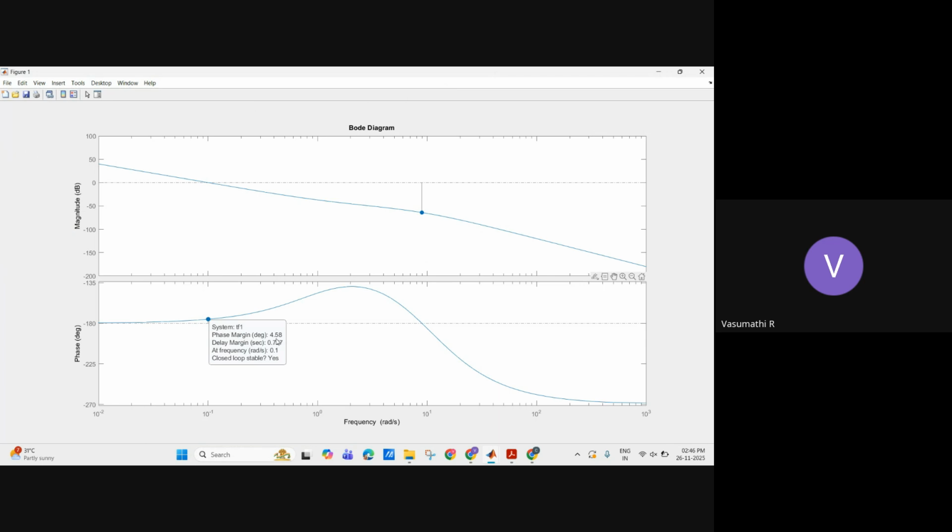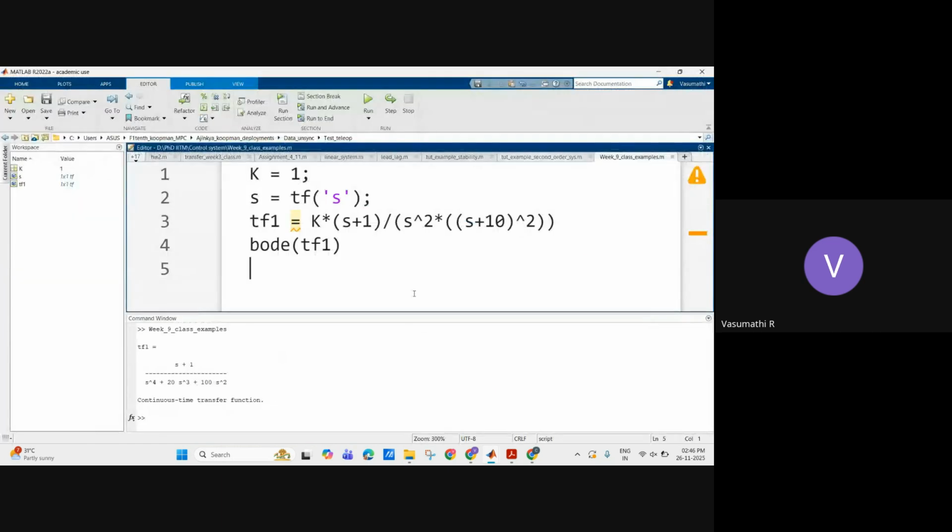So here we are going to calculate the other way around. We want to find the phase at the gain crossover frequency. So it will be minus 180 plus whatever phase margin you need. That is a minimum of 30. So I am calculating minus 180.